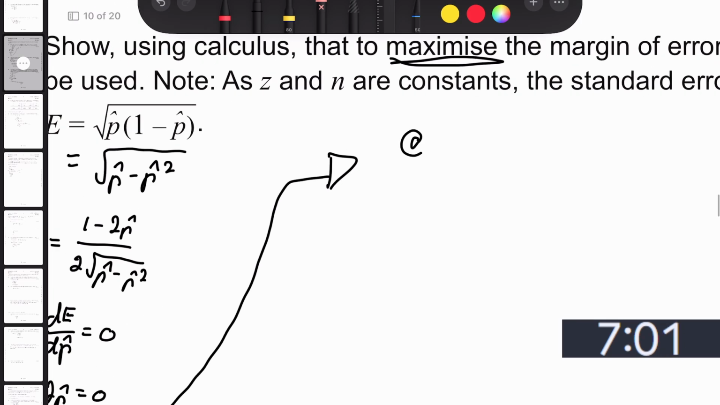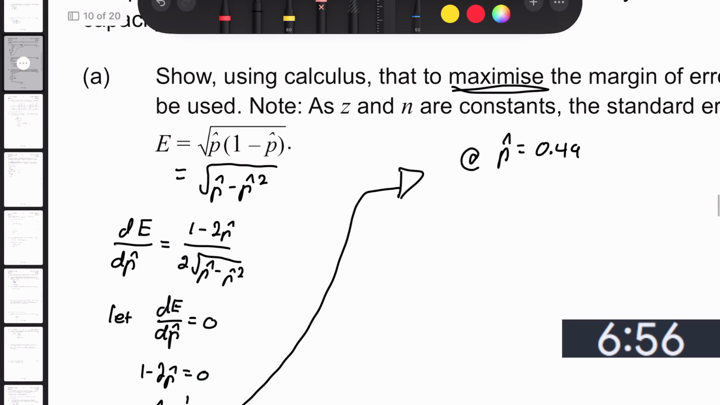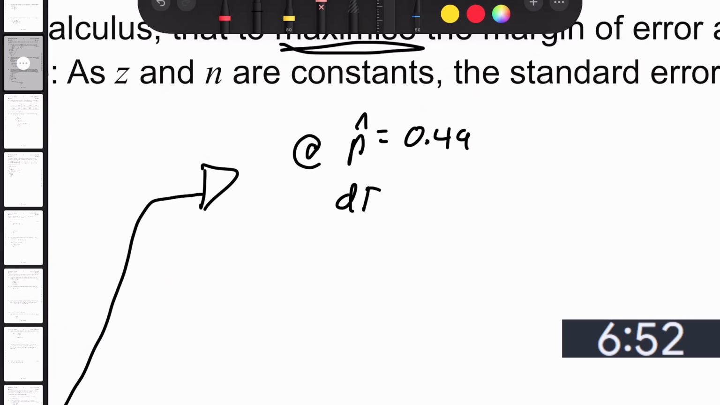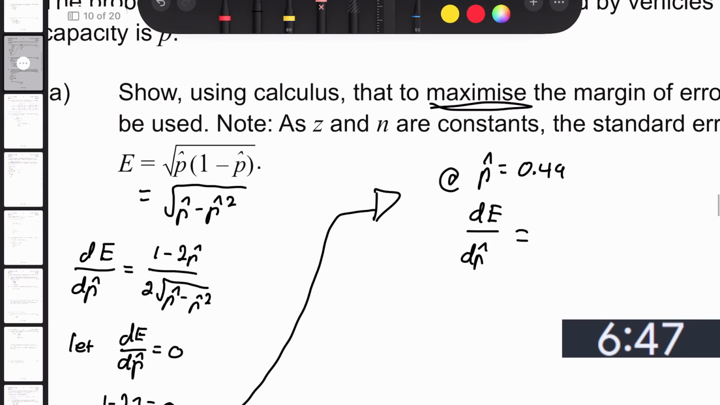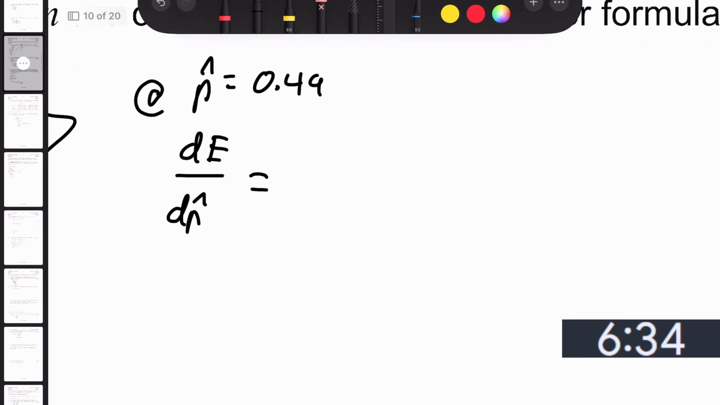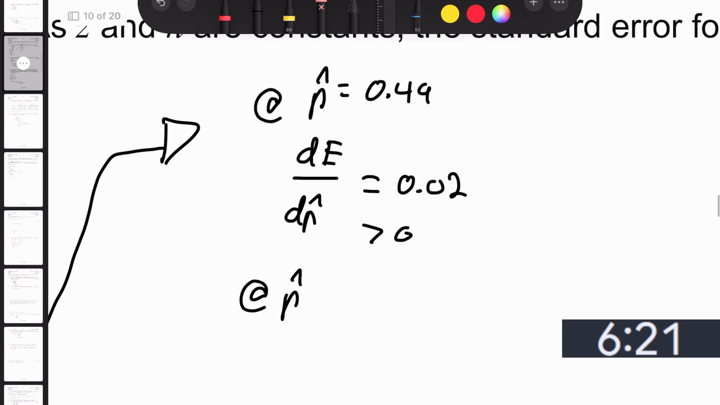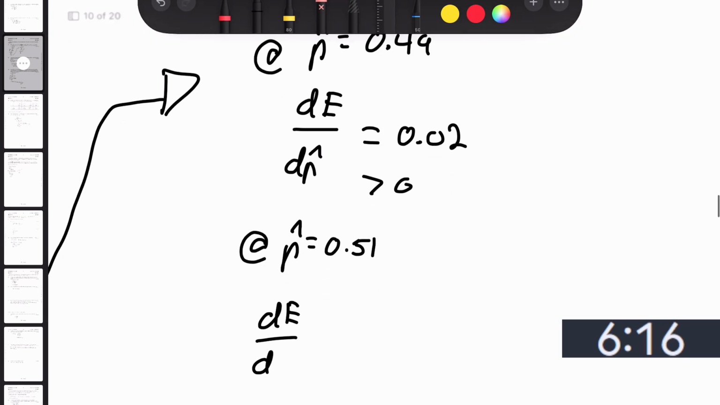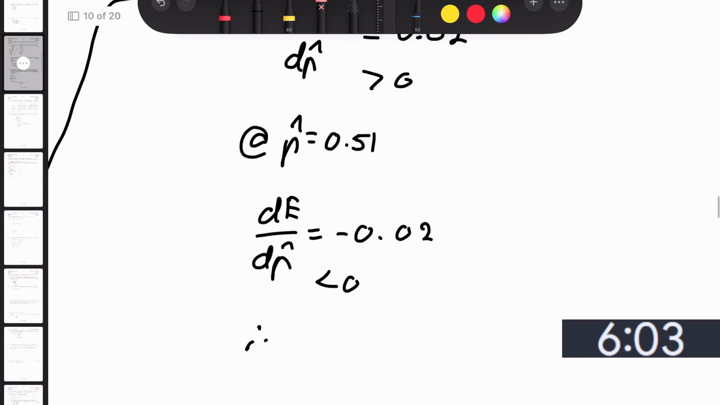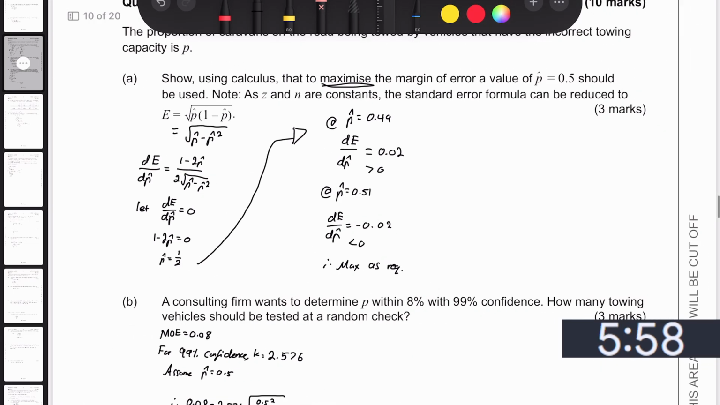So at p hat equals 0.49, the dE over dp hat is equal to, let's do 1 minus 2x to x minus x squared, given that x is equal to 0.49, 0.02, which is greater than 0. p hat equals 0.51, dE over dp hat is equal to 0.51, it's probably -0.02, which is less than 0. Therefore, max as required.